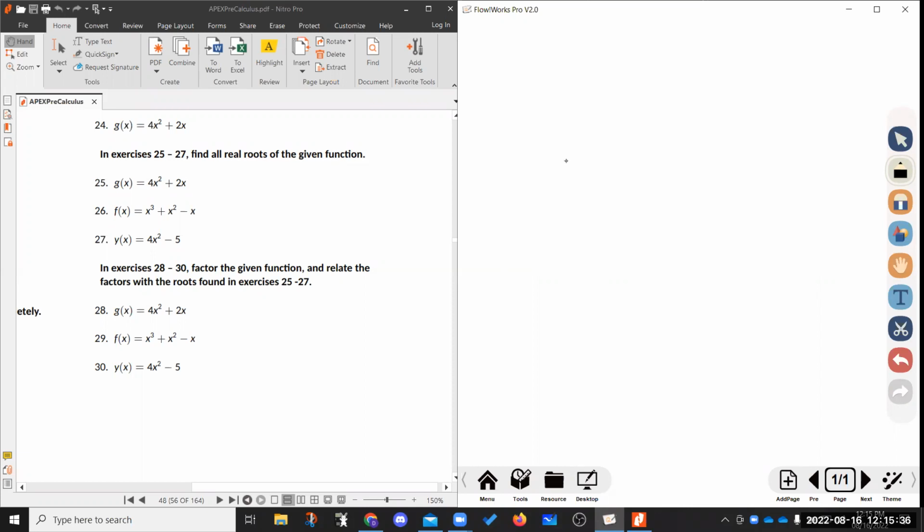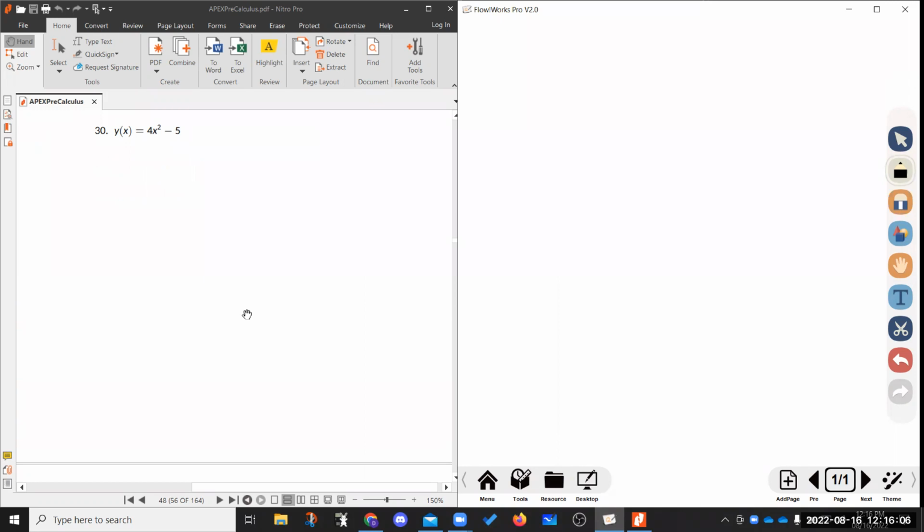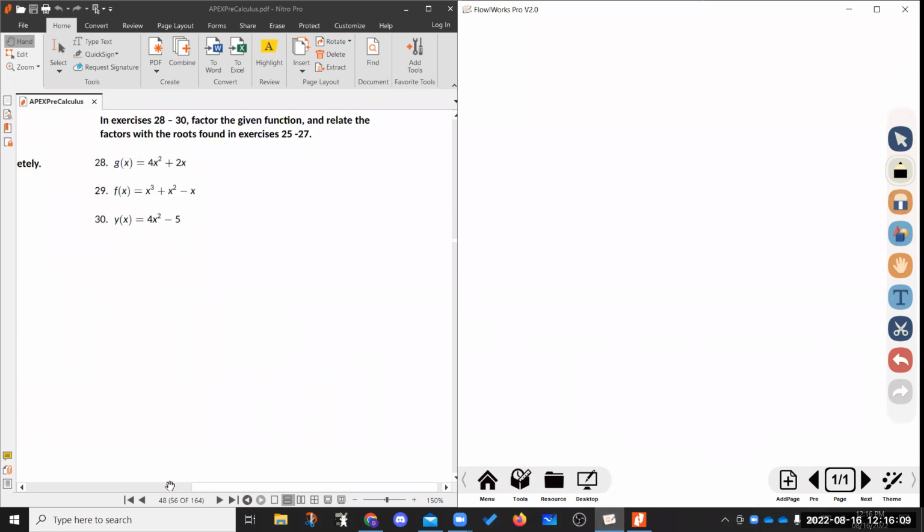Then number 30, I factored it already when I answered the question into 2x plus root 5 and 2x minus root 5. And this is the one that gave the answer x is equal to negative root 5 over 2. And this is the one that gave the answer to x is equal to root 5 over 2. So that is everything for this section.